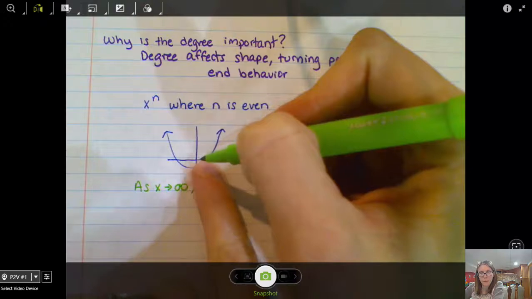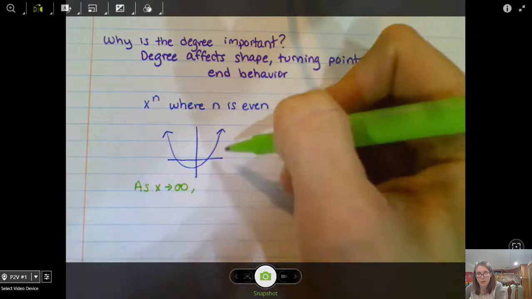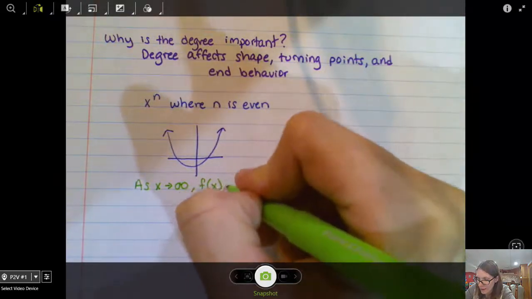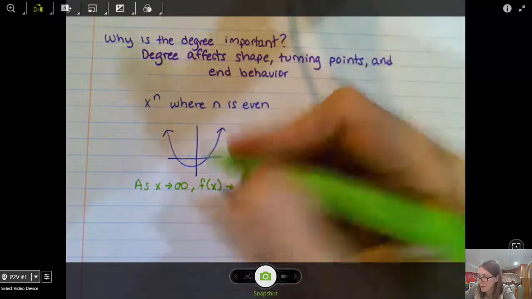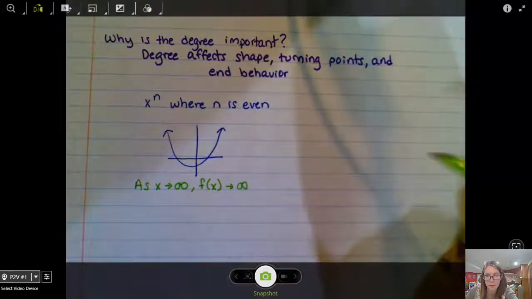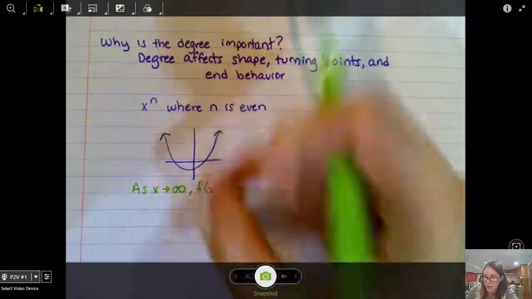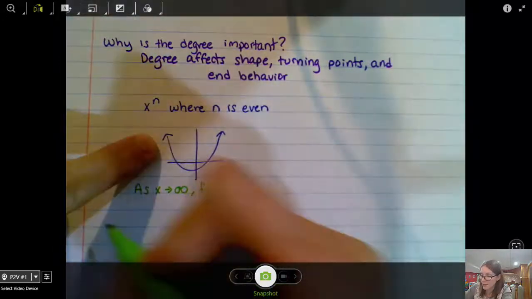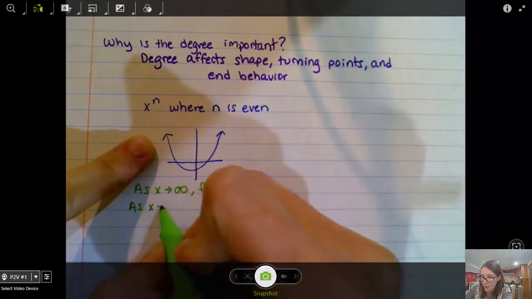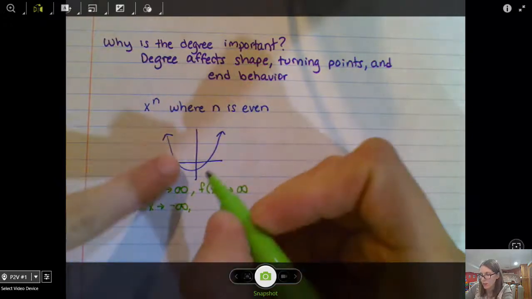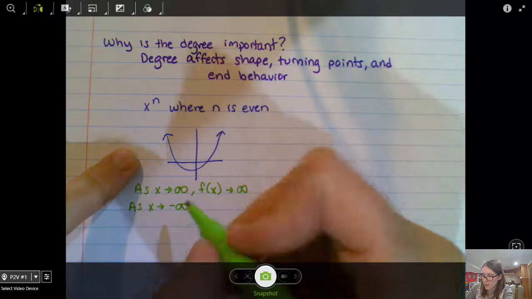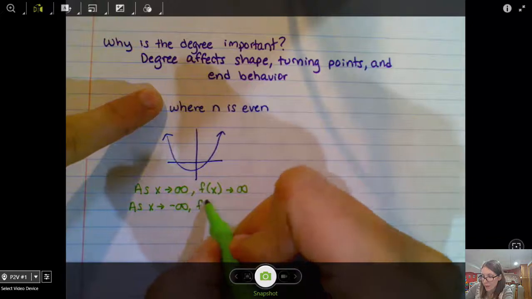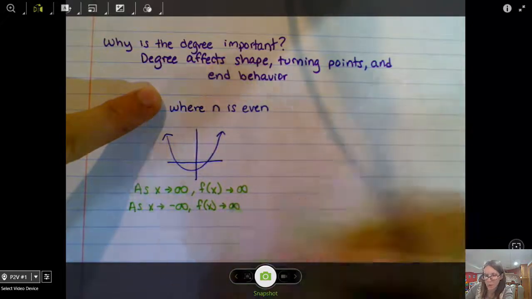So as x approaches infinity, meaning the farther we go to the right, well, our y values are going up. So we say, since our y values keep going up forever, f of x approaches infinity. This covers what our graph is doing the farther we go to the right. We want to do the same thing going to the left. And we do that by saying as x approaches negative infinity. So the farther and farther we go to the left, we'll look at what our graph is doing. Our y values keep going up. So again, f of x approaches infinity.